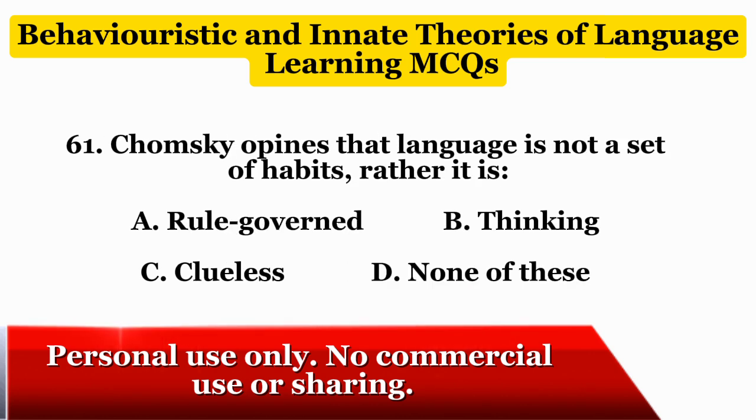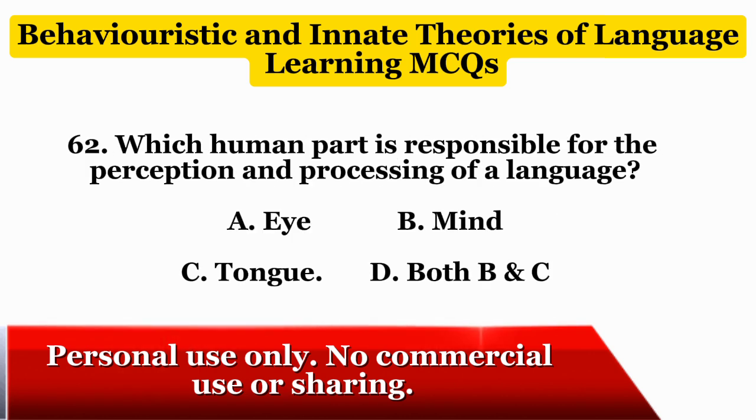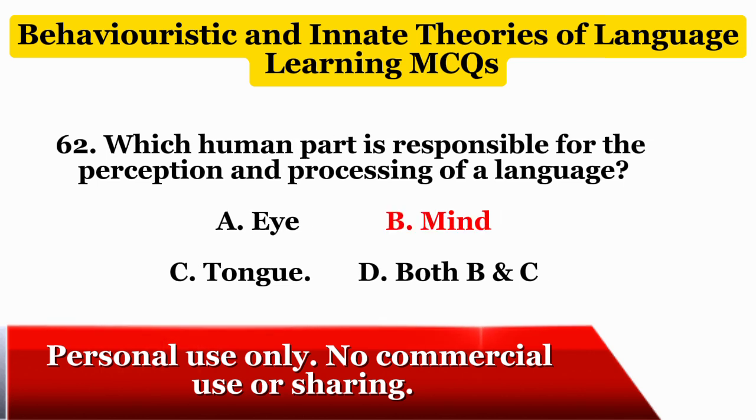Chomsky's opinion is that language is not a set of habits, rather it is: rule governed, thinking, clueless, none of these. Right option is A. Chomsky's opinion is that language is not a set of habits, rather it is rule governed. Which human part is responsible for the perception and processing of a language? Eye, mind, tongue, both B and C. Right option is B. Mind is responsible for the perception and processing of a language.